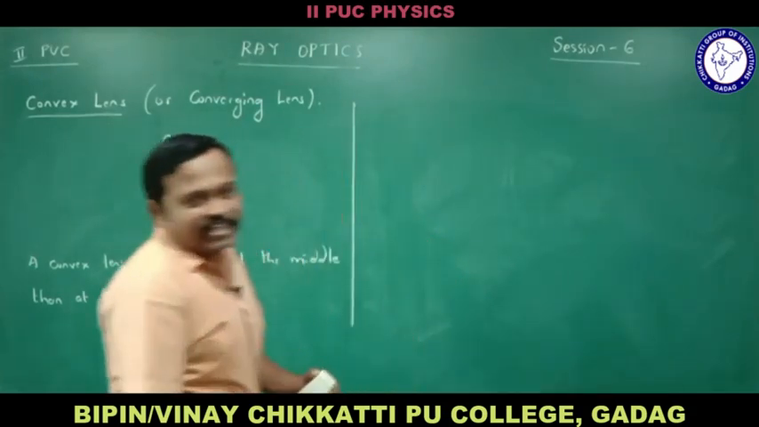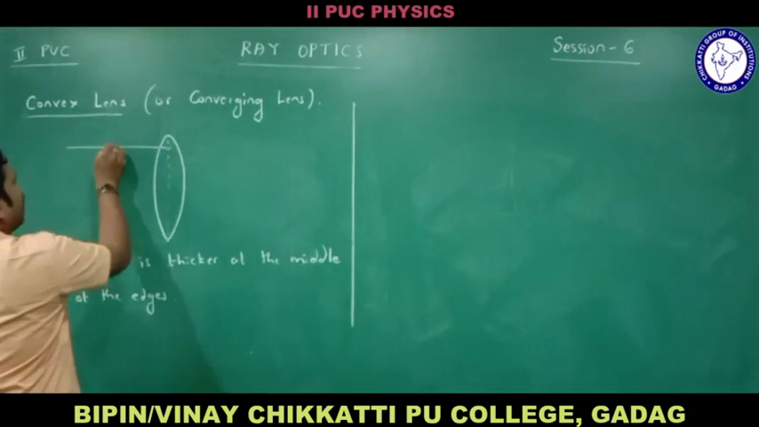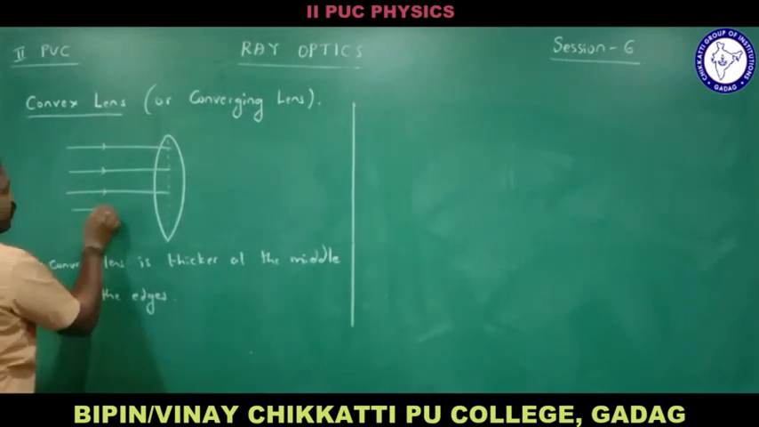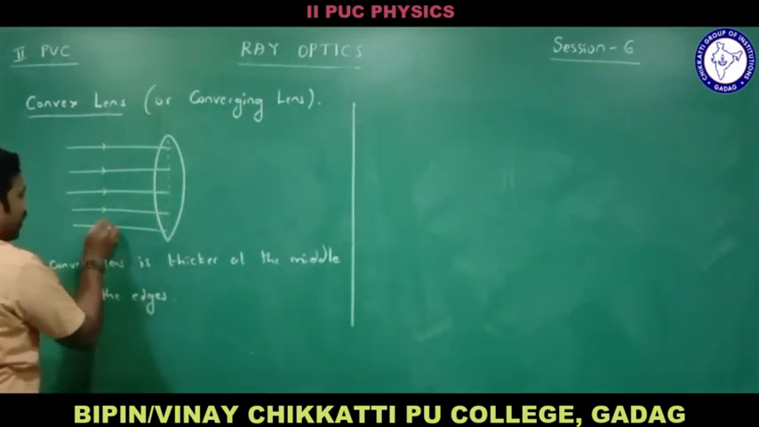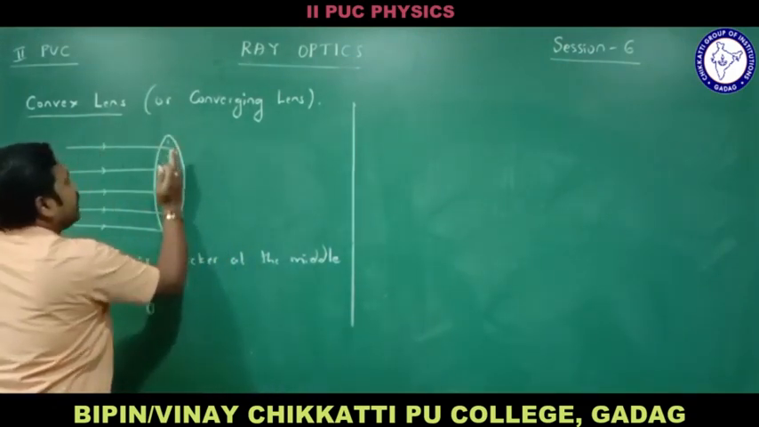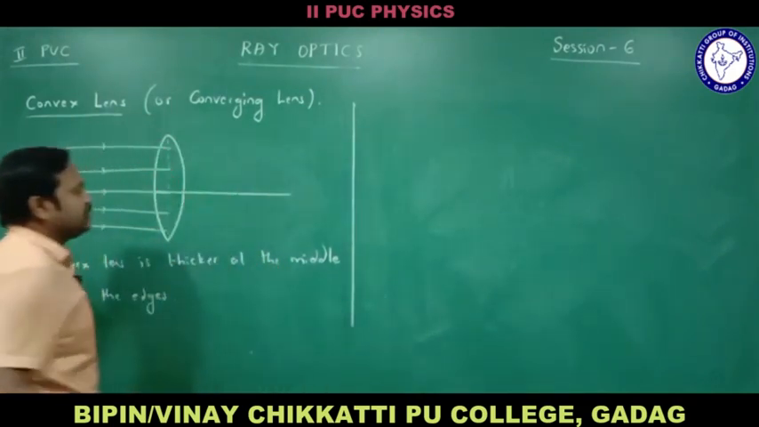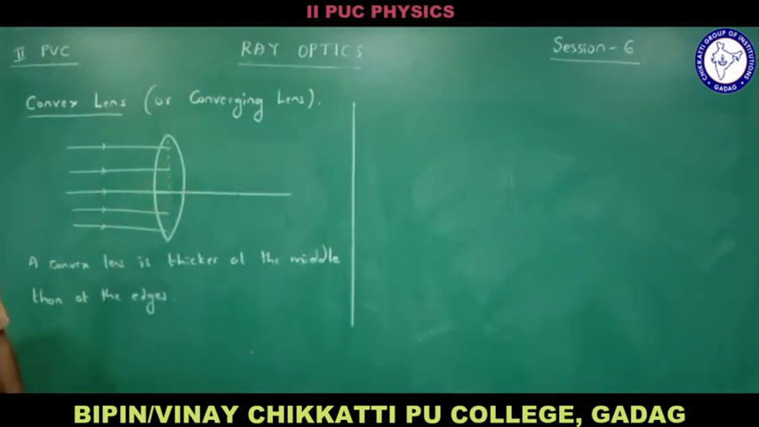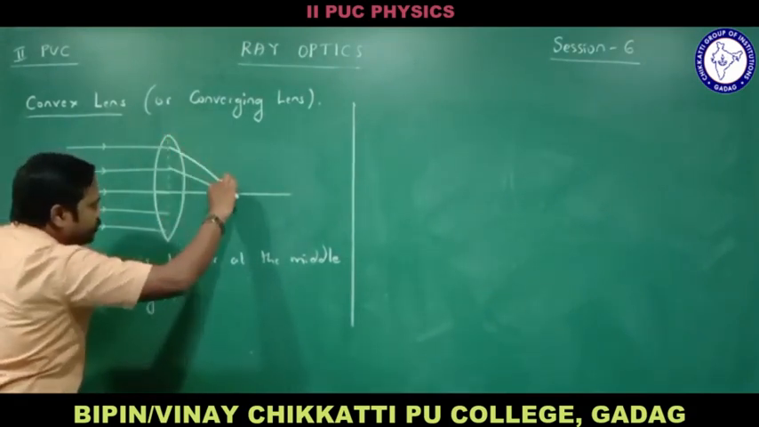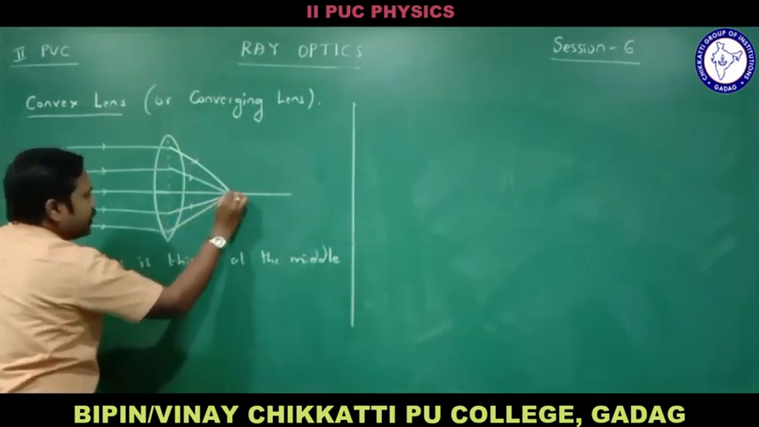Why is it called converging? Let us check it out. If parallel rays of light fall on this convex lens, if I am taking parallel rays like this, and after refracting, it converges. Since the ray falls exactly at the middle, it passes in the same line. It will not deviate. Others converge at a point. If I am taking like this, it also converges at a point. This ray also converges at a point. This ray also converges at a point.